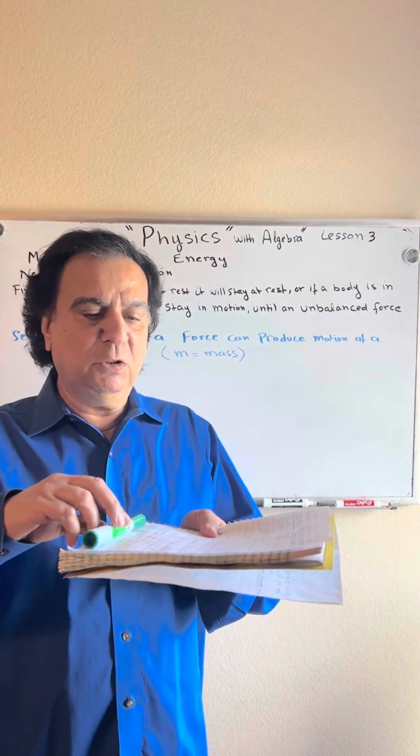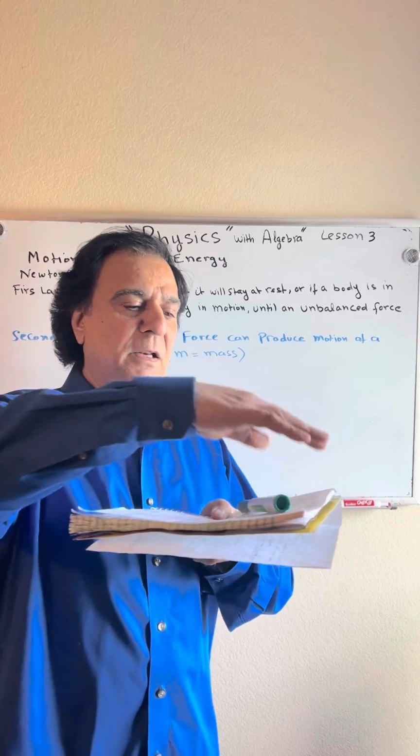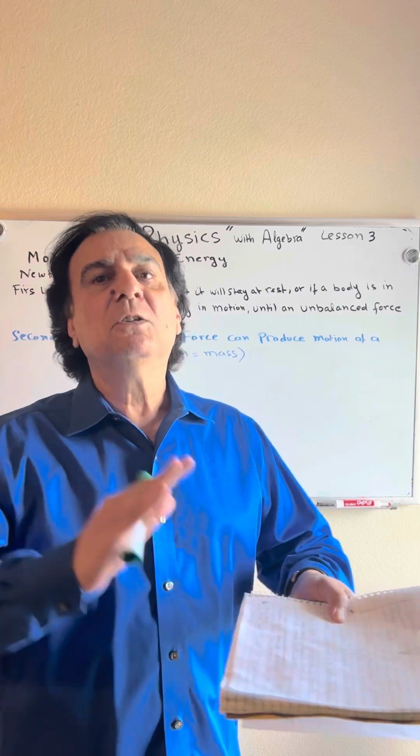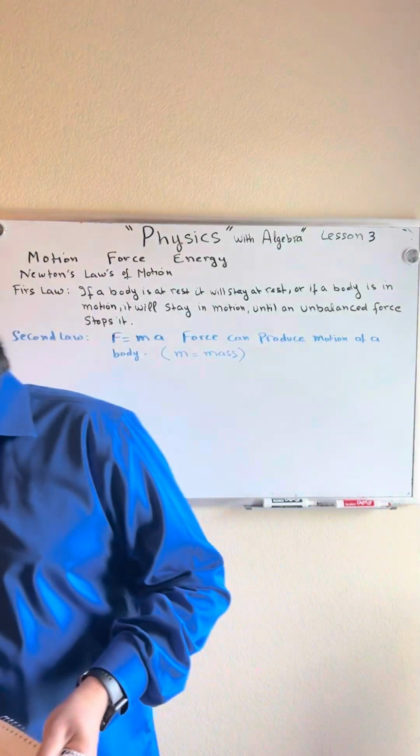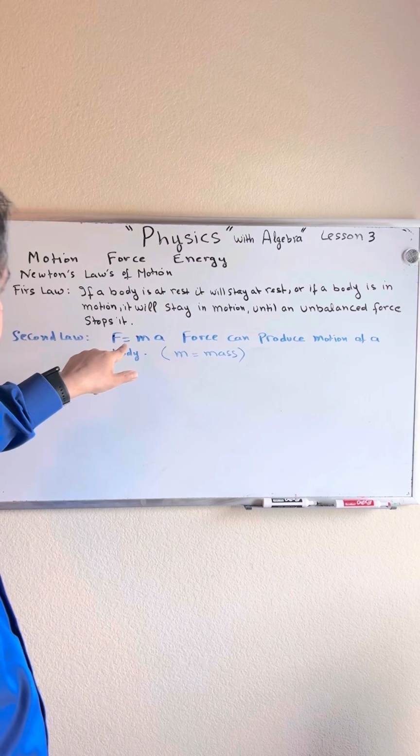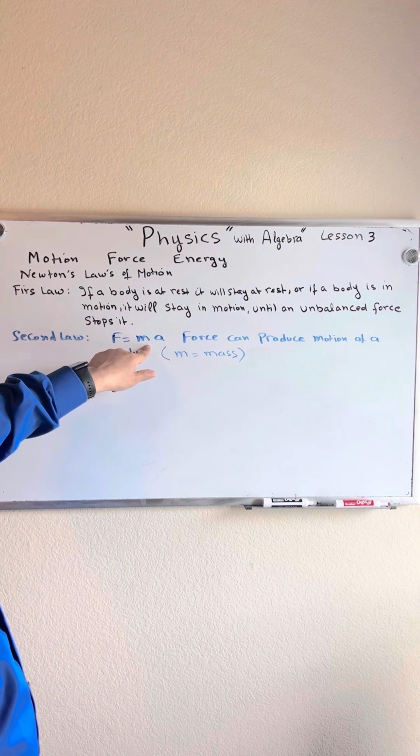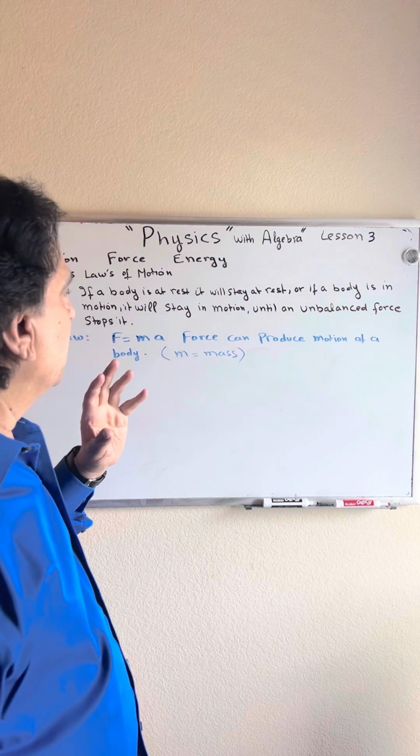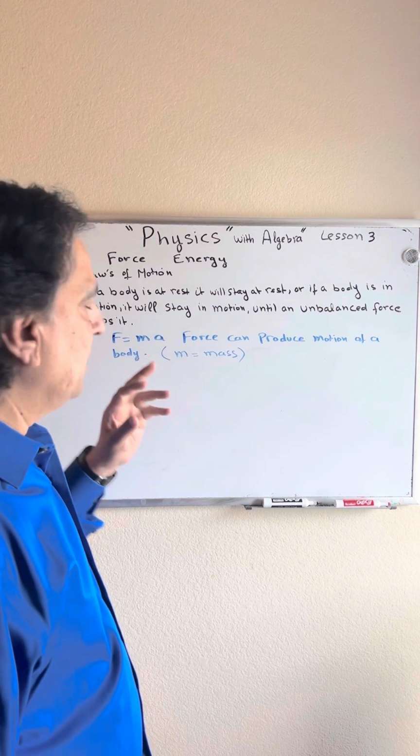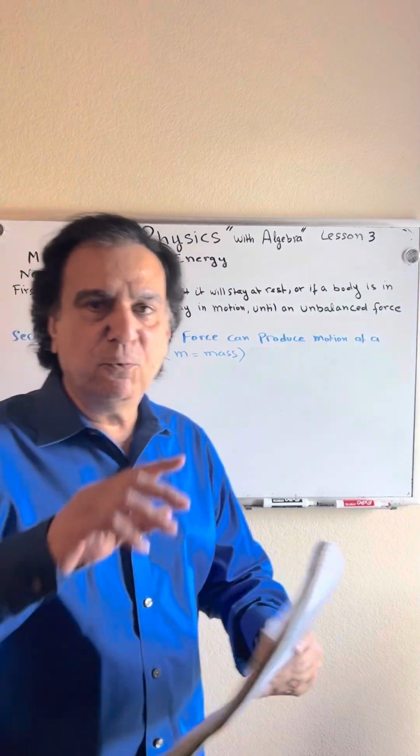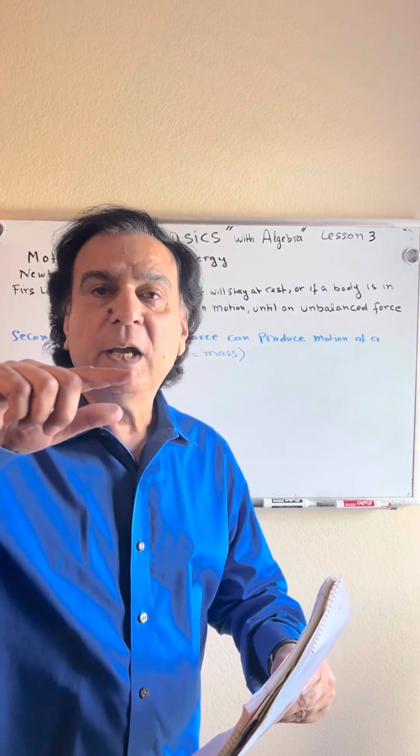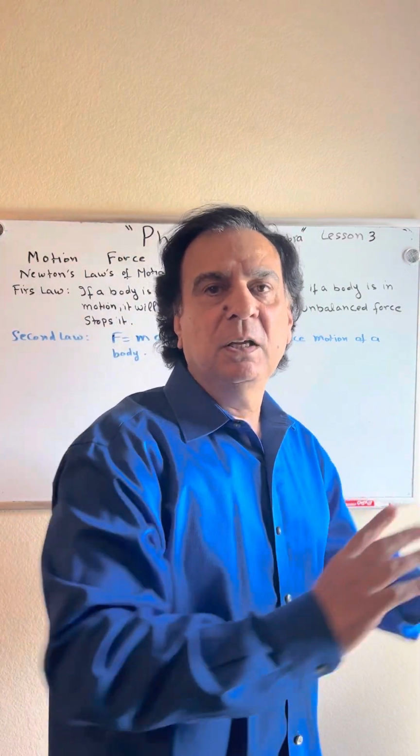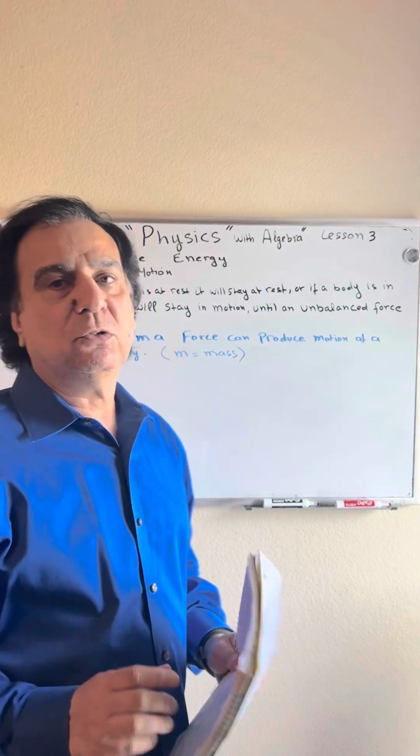If I apply force to this object, this pen will roll, okay, and accelerate. The more force I apply, the more acceleration. So he came up with this formula: force is equal to mass into acceleration, okay. So this force can produce motion, but it depends. So basically force is directly proportional to acceleration. The more force you have, the more acceleration you will have. However, it depends on the mass also, okay?